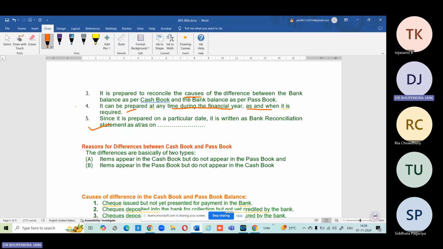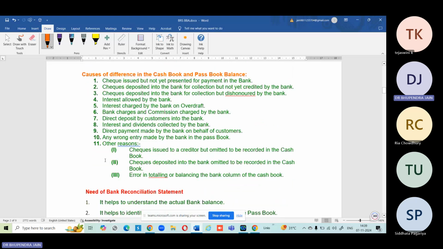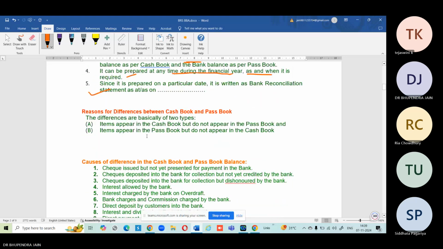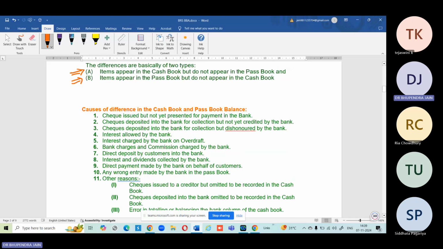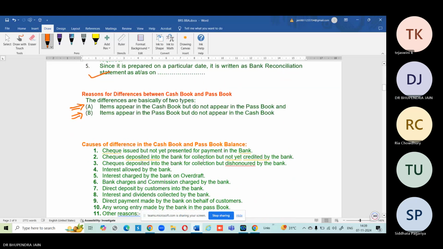Now, next, the reasons of differences between the cash book and the passbook. There are so many types of causes that can be mentioned here, but all types of differences are broadly classified into two categories. This is the first category and this is the second category, and all types of subcategories of differences we have already done, the causes of differences in the cash book as per the passbook balance. So basically two types of reasons may occur.